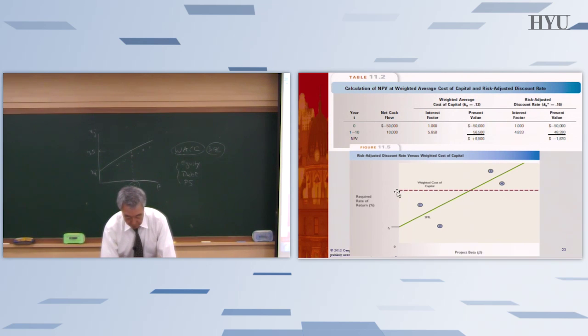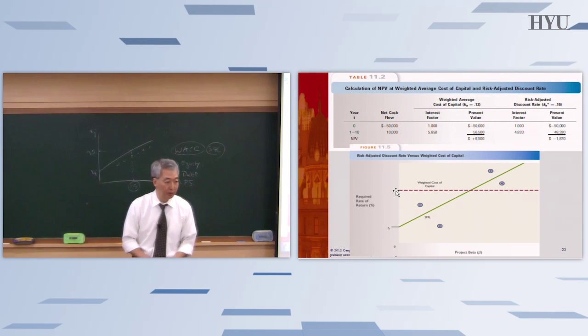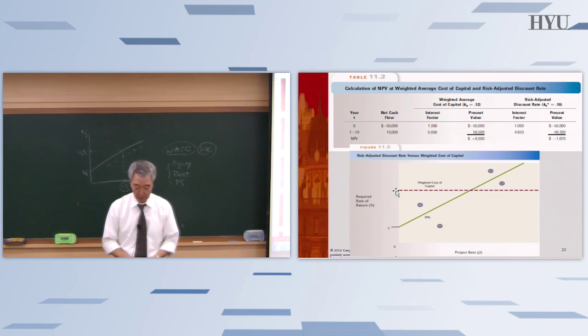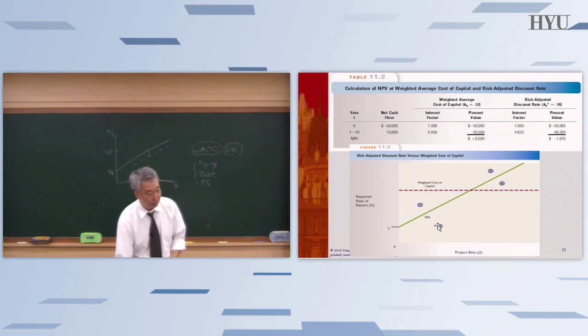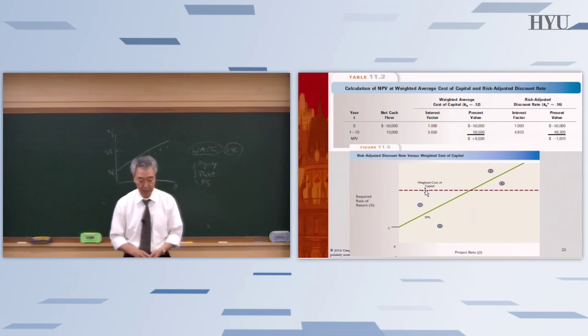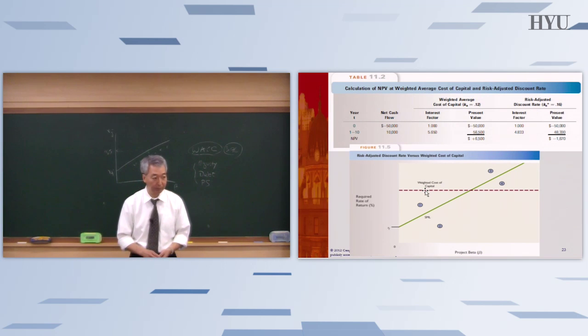So if you use just one single WACC to evaluate any project, according to that rule, projects 1 and 2 will be rejected because their rates of return are below this WACC, and projects 3 and 4 will be accepted, because their rates of return are above this red dotted line, which is WACC. Do you understand that idea?